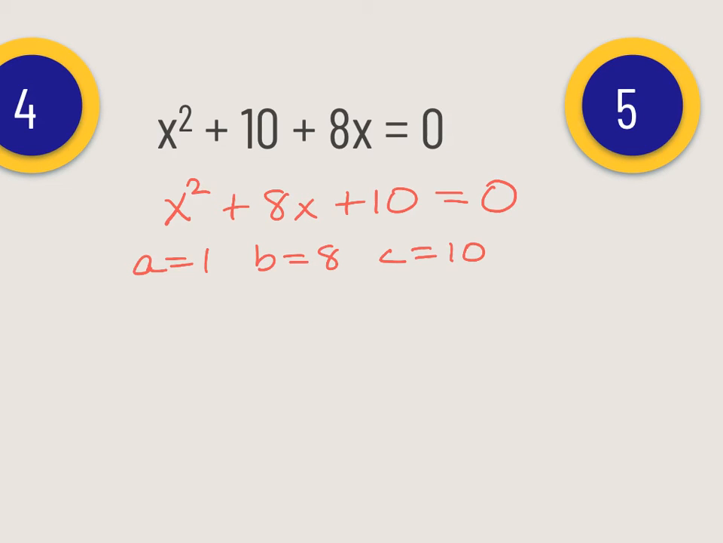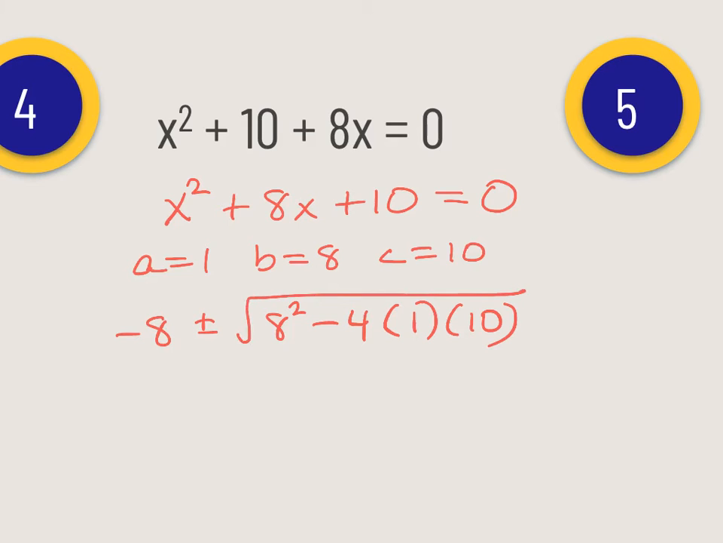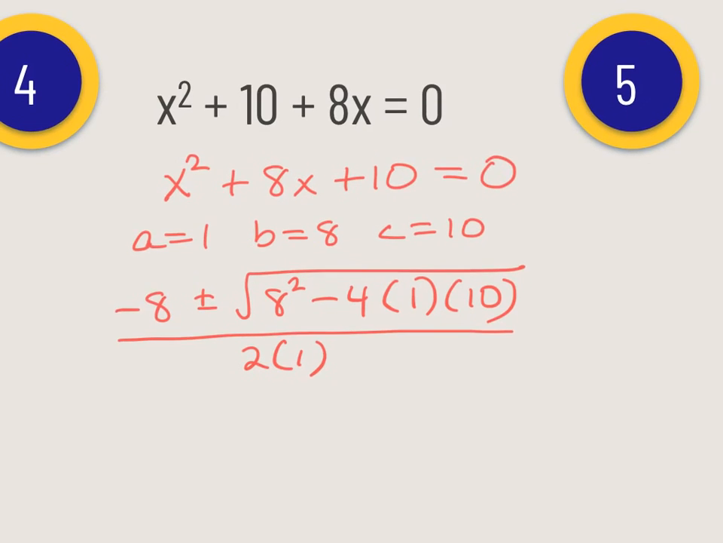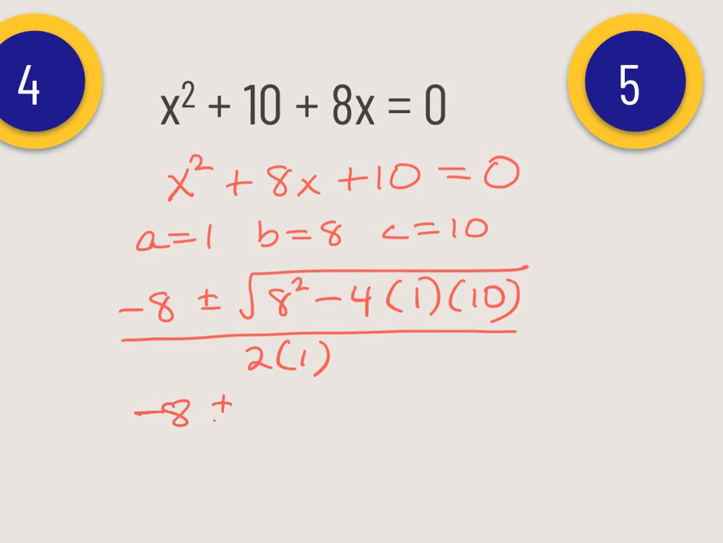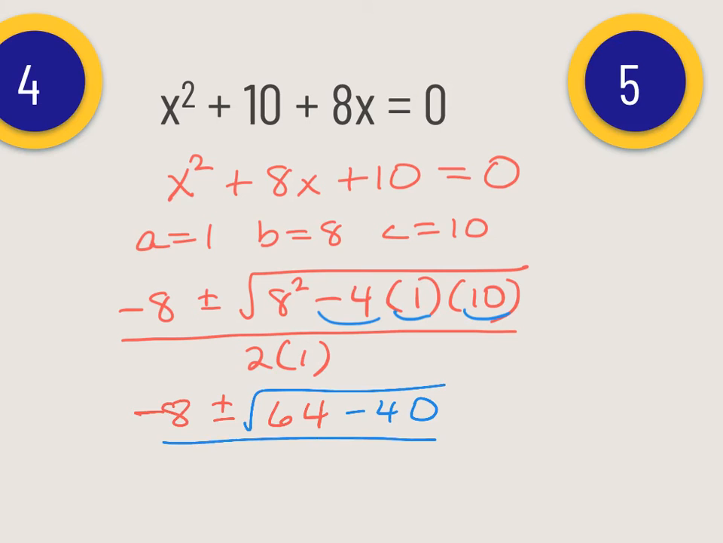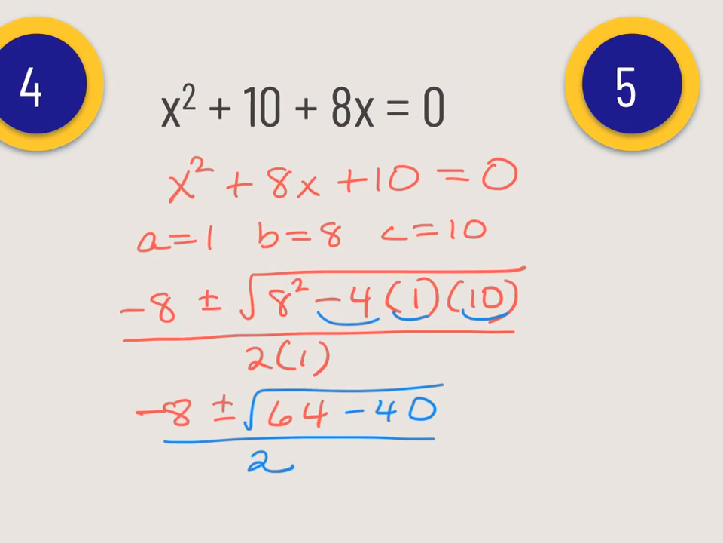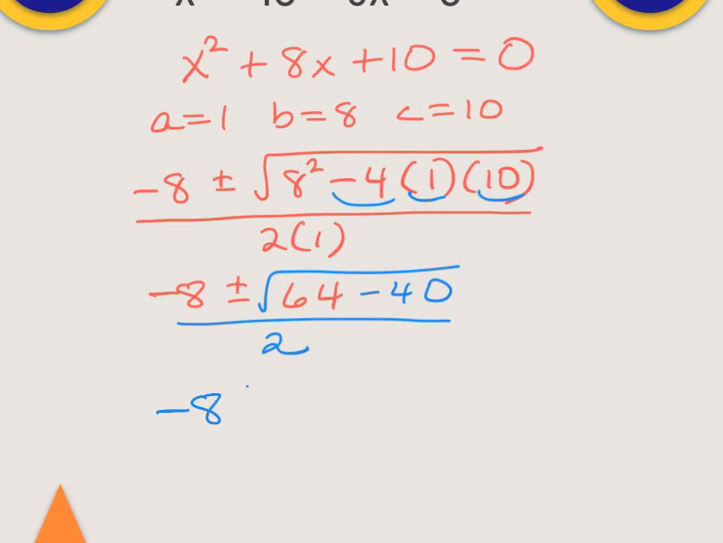And now I put it into the formula. Negative B, or opposite of B, plus or minus 8 squared minus 4 times A times C, all under the square root, divided by 2 times A. Simplify what's under the square root first, and I get negative 8 plus or minus 8 squared is 64, multiply, and I get negative 40, divided by 2, subtract, negative 8 plus or minus 64 minus 40 is 24.